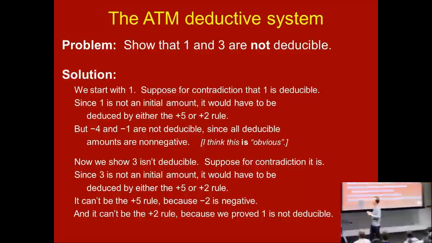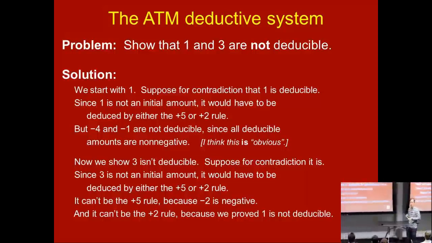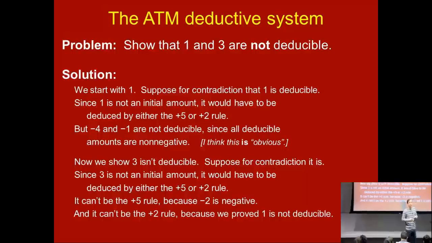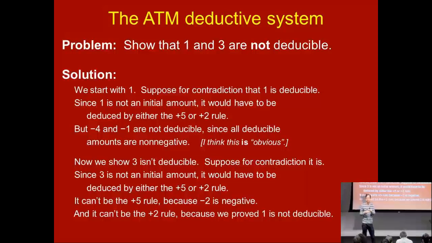The way I said it was, let's first show that 1 is not deducible. It's not an initial object. So therefore, you would have to get it by a deduction rule. And if you got it by, let's say, the +5 deduction rule, then you must have come from -4. But all the deducible things are non-negative. I think that's obvious. Or you could have used the +2 rule, but then you would have had to come from -1, which is also negative. So that's impossible. So 1 is not deducible.